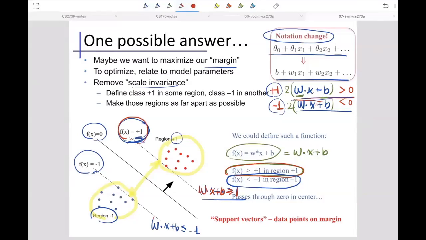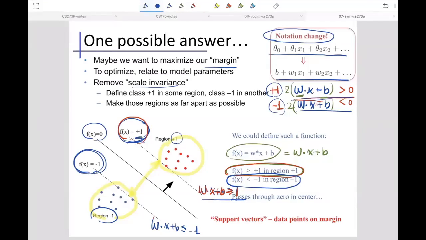And then for all the data that's to be labeled with -1, I want to make sure they are below this place, less than or equal to -1. And this is a setup of the problem here. I didn't do anything new here. The only thing is we fix this to be +1, -1 to reduce redundancy.